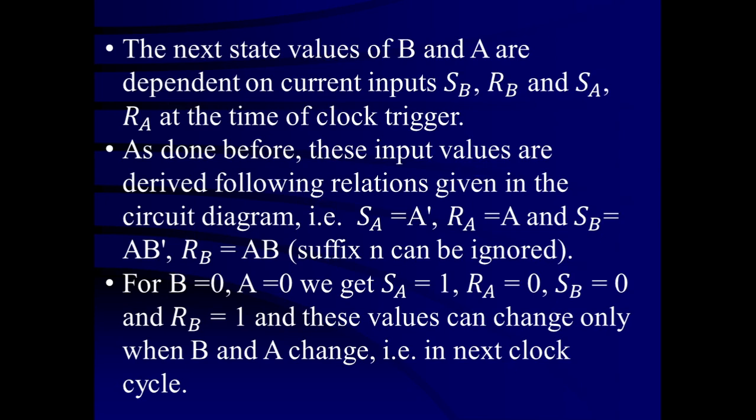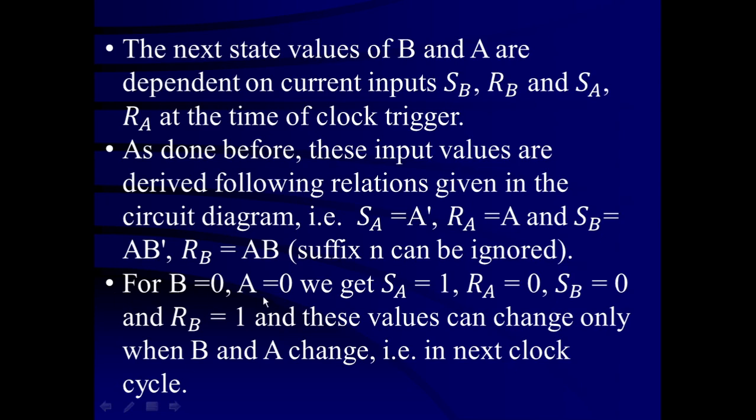The next state value of B and A are dependent on the circuit input SB and RB and SA and RA at the time of the clock trigger. As done before, these input values are derived following the relations given in the circuit diagram. That means from the circuit diagram, SA is equal to A bar and RA is equal to A, SB is equal to AB bar and RB is equal to AB. Suffix n can be ignored. Here we are not writing suffix n, which we have utilized in a previous analysis.